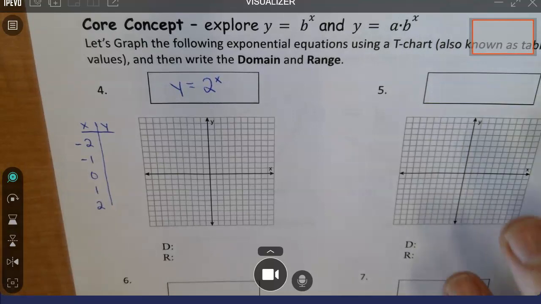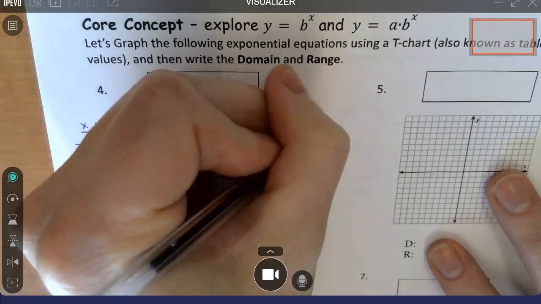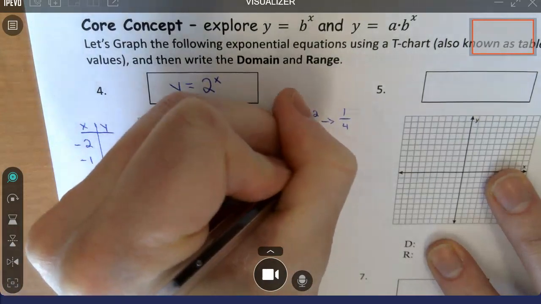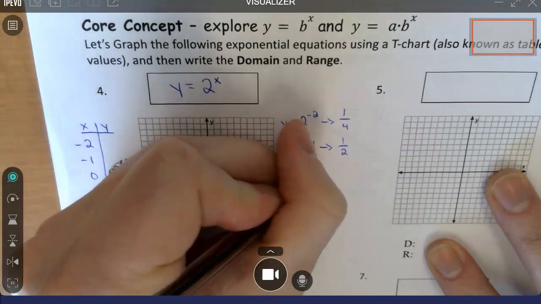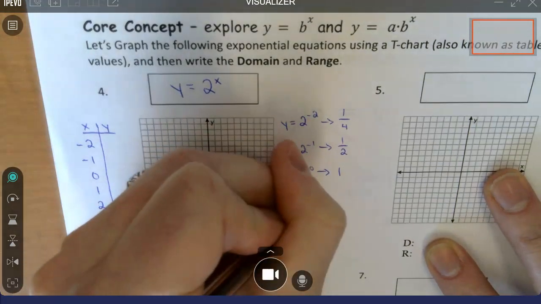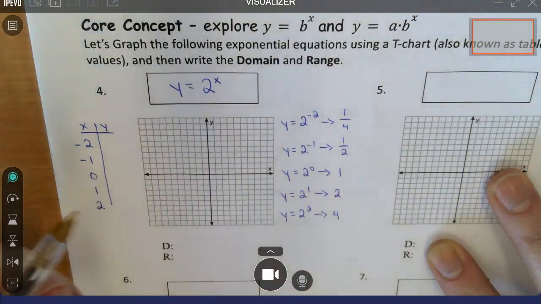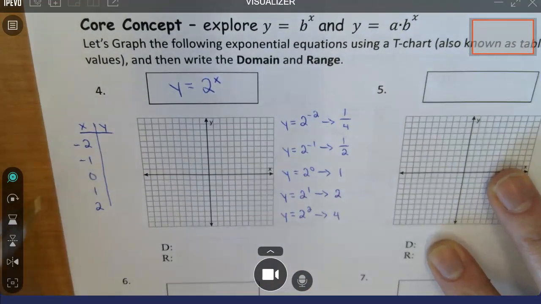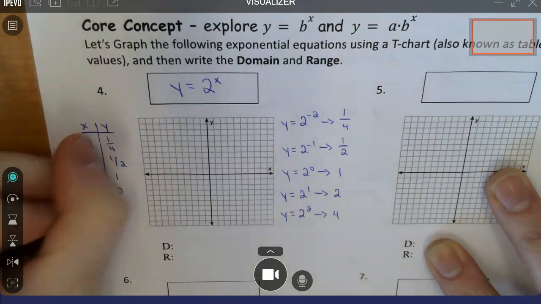Okay, so as we fill this out, think to yourself, all right, I have y equals 2 to the -2, which turns into 1/4. I have y equals 2 to the -1, which turns into 1/2. I have y equals 2 to the 0. Remember, anything to the 0 power is 1. Then I have y equals 2 to the 1 power, which equals 2. And then I have y equals 2 to the 2nd power, which equals 4. So these numbers right here, I'm now going to put over here as my y values. So I have 1/4, 1/2, 1, 2, and 4.